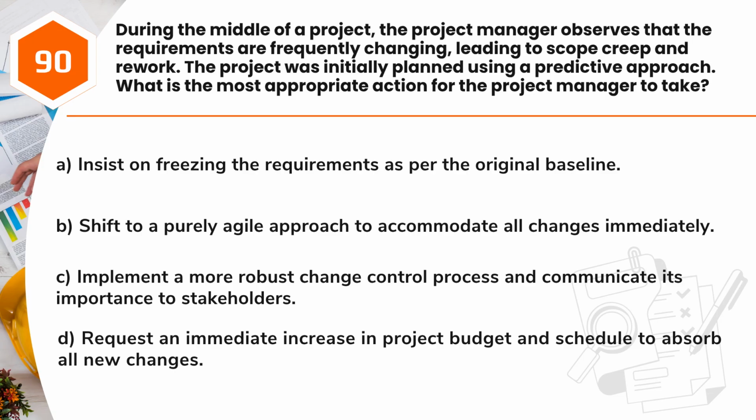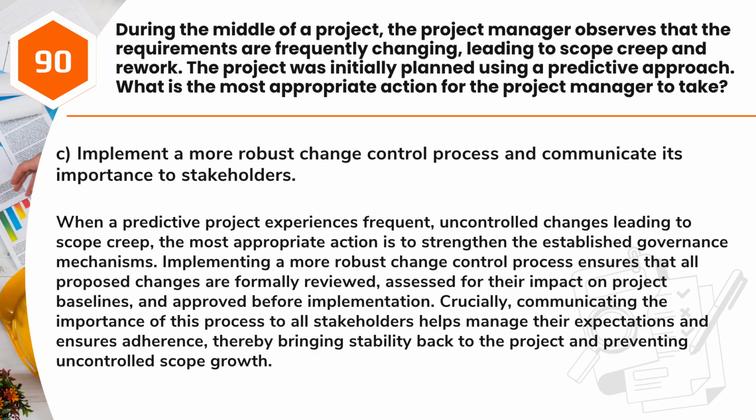Answer: C. Implement a more robust change control process and communicate its importance to stakeholders. When a predictive project experiences frequent, uncontrolled changes leading to scope creep, the most appropriate action is to strengthen the established governance mechanisms. Implementing a more robust change control process ensures that all proposed changes are formally reviewed, assessed for their impact on project baselines, and approved before implementation.